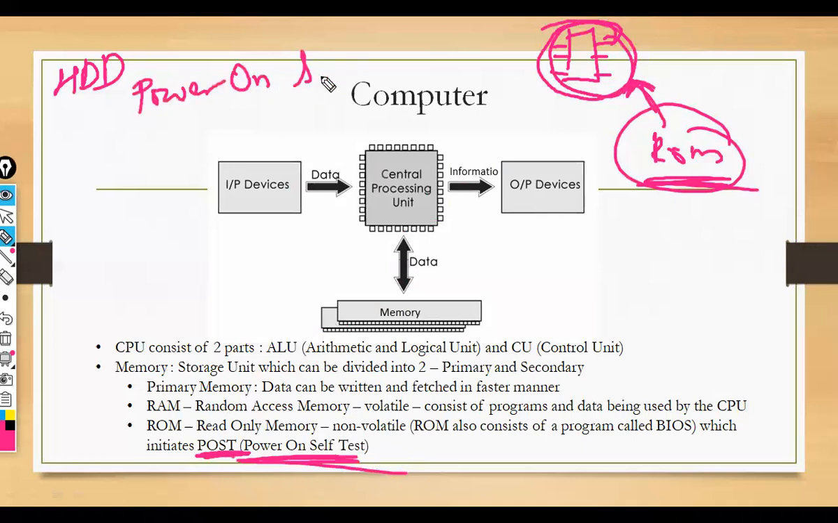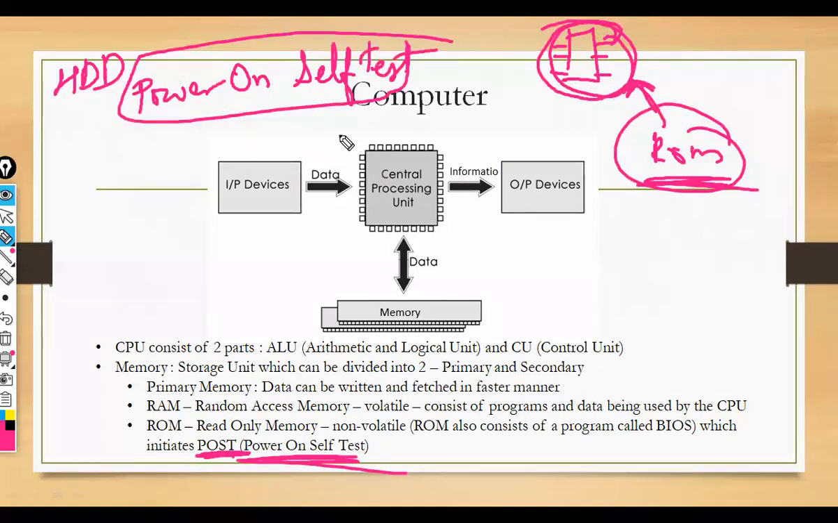Power on self-test. So when you turn on the computer, you might have seen this, the display will flash once, right? And the keyboard lights, the green lights, will come and go, right? So these are part of the power on self-test, or POST. When you turn on the computer, the computer will check whether all the parts are present and whether all the parts are working or not. Clear? That is the process of POST, power on self-test.